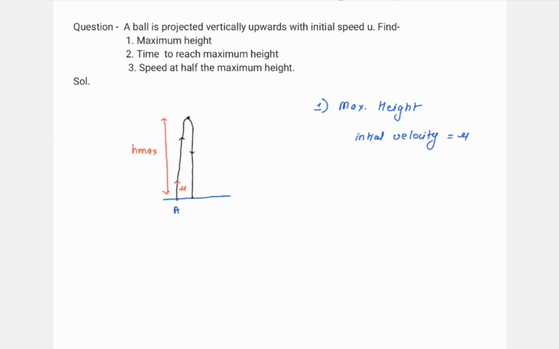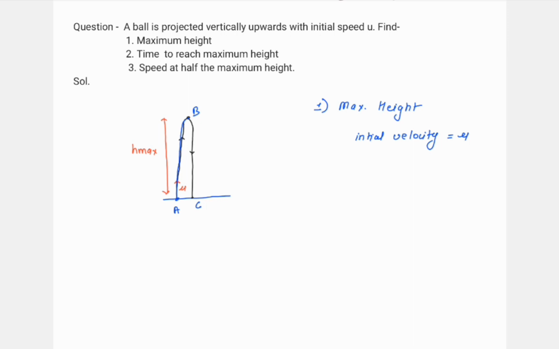Okay, in order to calculate the maximum height, I am not going to consider the complete journey. The ball started the journey from here. It has traveled up to point B, then it came back to point C. But in order to calculate the maximum height, I am going to take half of the journey. I am going to reach B only. I am considering this as one journey, A to B. I am discussing only A to B.